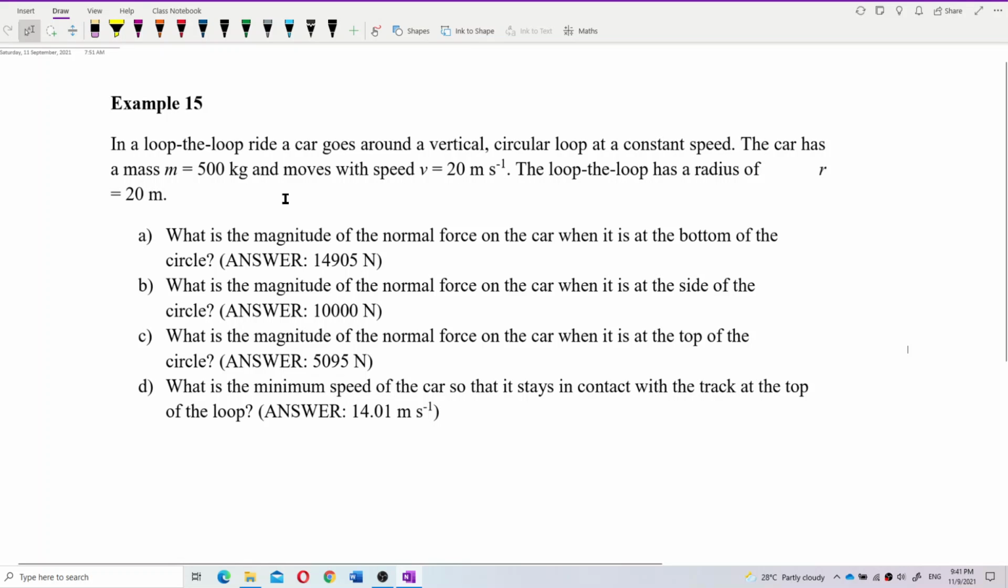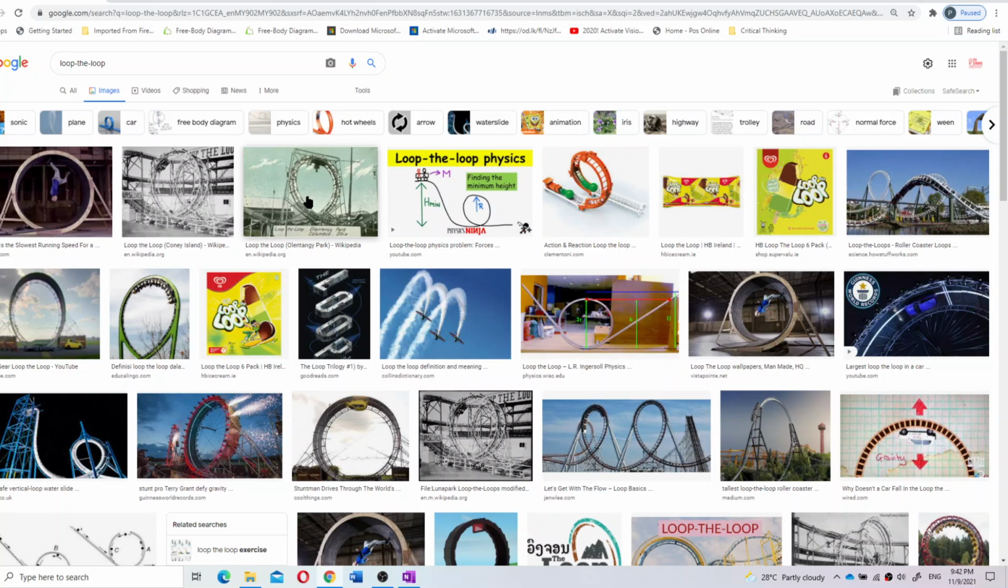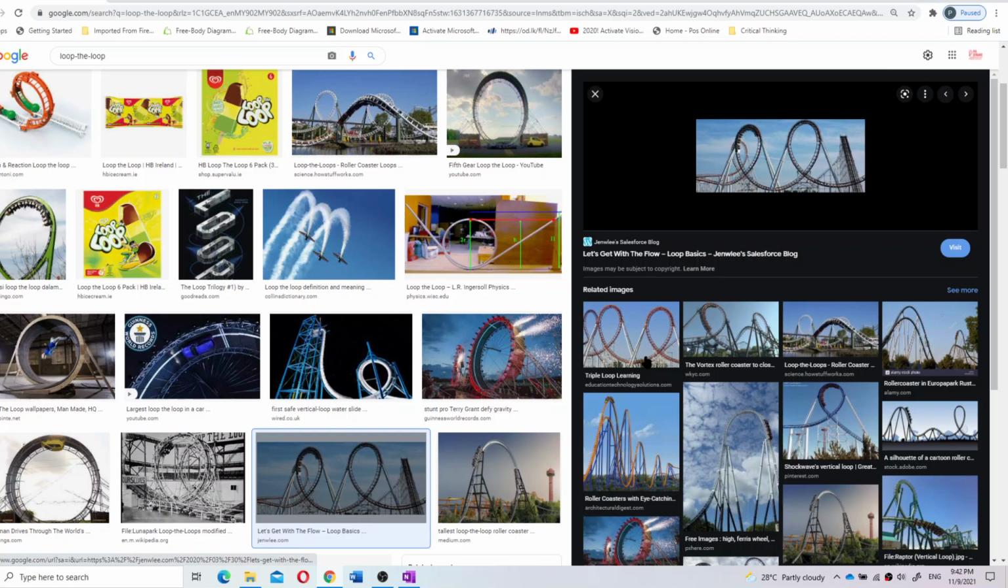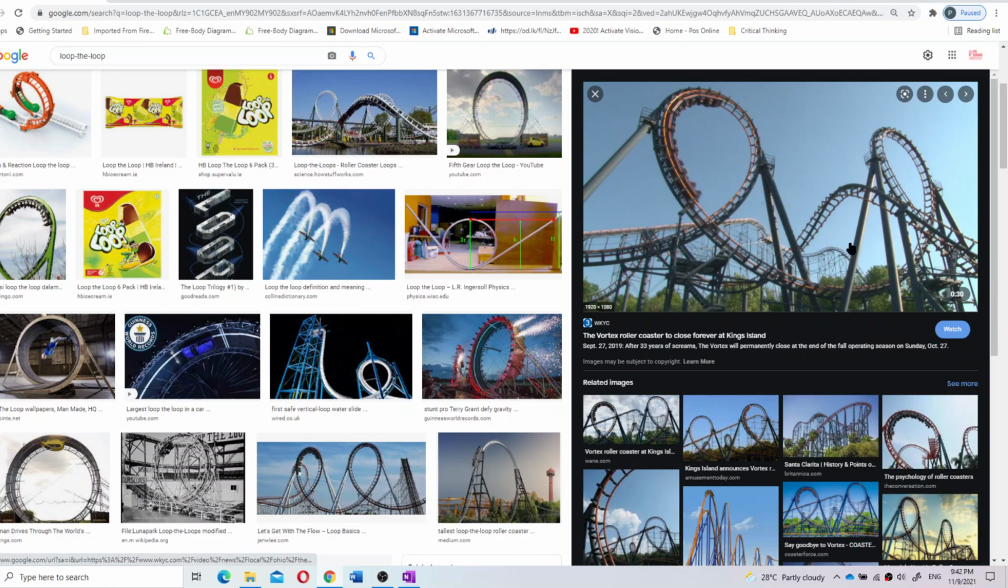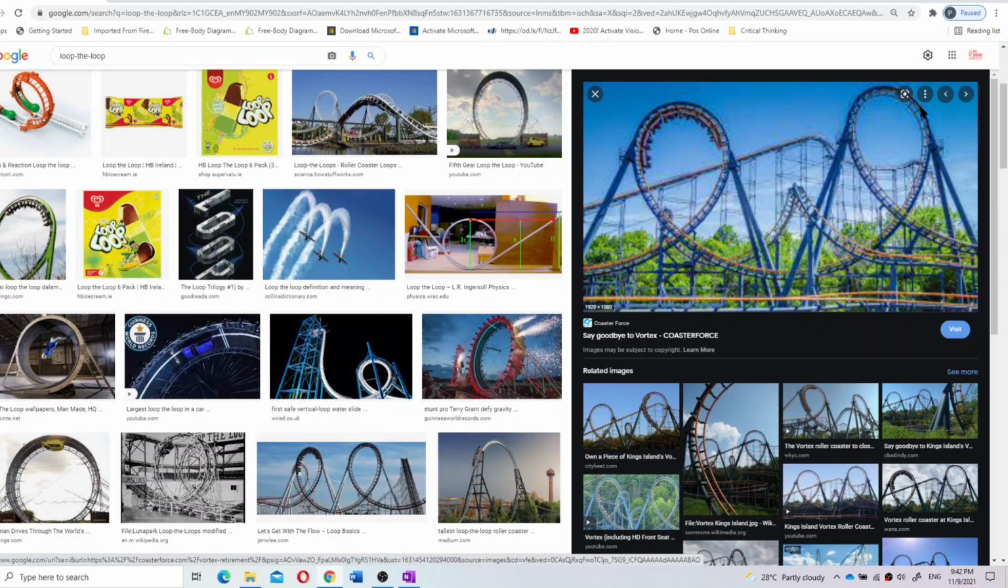Let's Google. This is the loop. You see that? You see before this roller coaster. Loop the loop. You see that? How many loop the loops! Wow. Have you been here before? Guess not. So maybe one day you can go there, right? If you earn enough money. All right, so this is called the loop the loop.